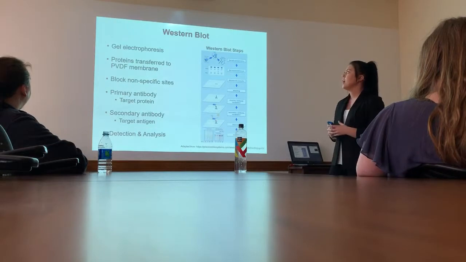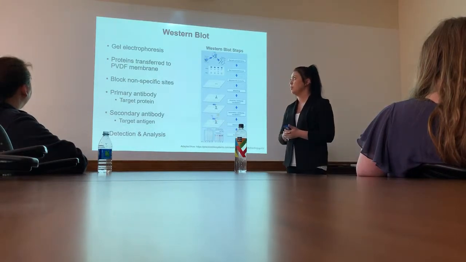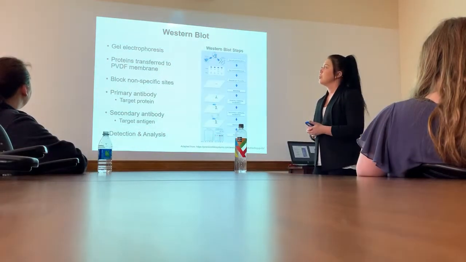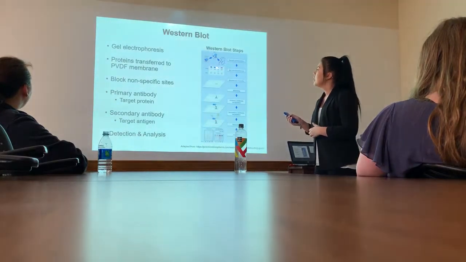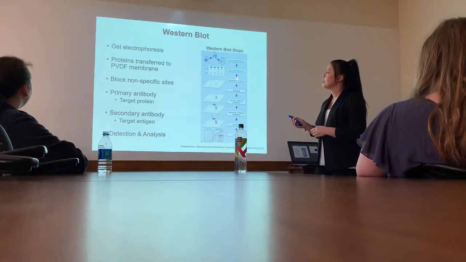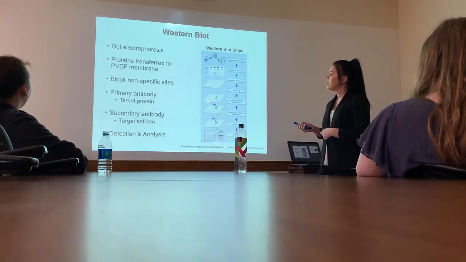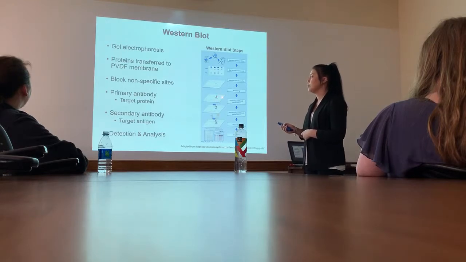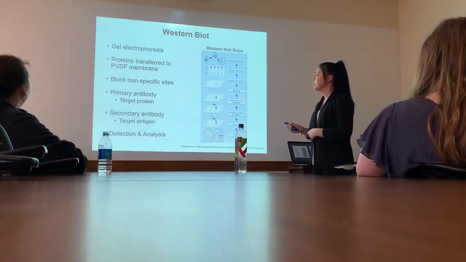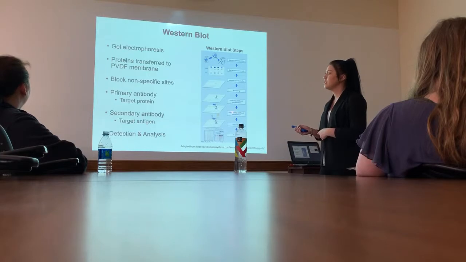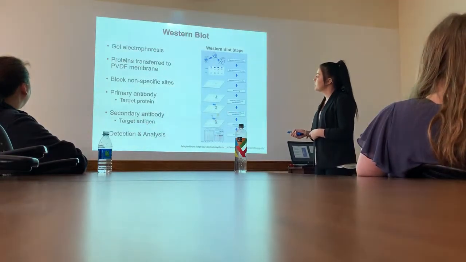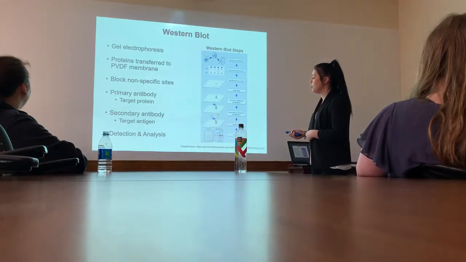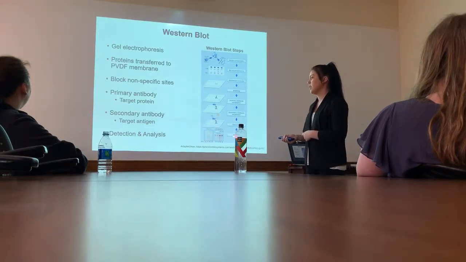The other method that is going to be used is Western blot. You have a gel electrophoresis gel that contains your proteins. From there, you transfer those proteins to the PVDF membrane. You block the non-specific sites that you don't want to see. Then you use primary and secondary antibodies to target the protein and then the antigen. From there, you will see the detection of the proteins that you want, and you will be able to analyze them.